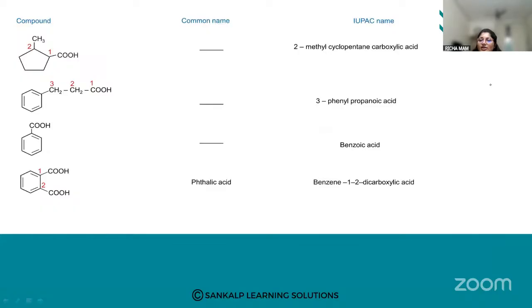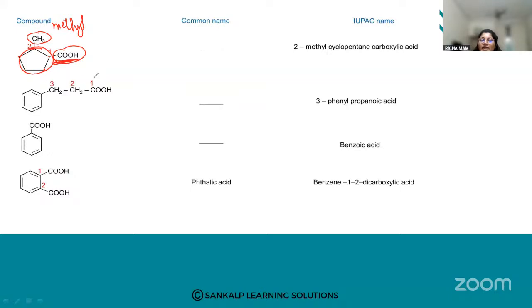So let us see. When you are naming, first I'm going to name this. So 1 and 2, it will be 2-methyl, but I have to follow the substitution first. So 2-methyl, 1, 2, 3, 4, 5. So it is 2-methyl cyclopentane carboxylic acid.